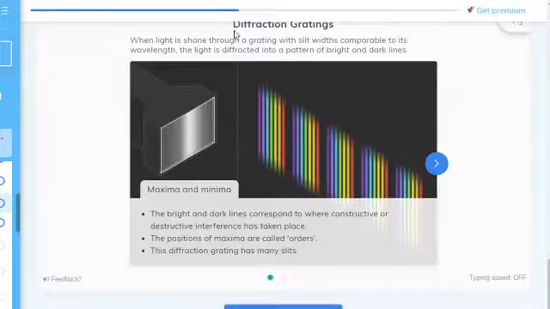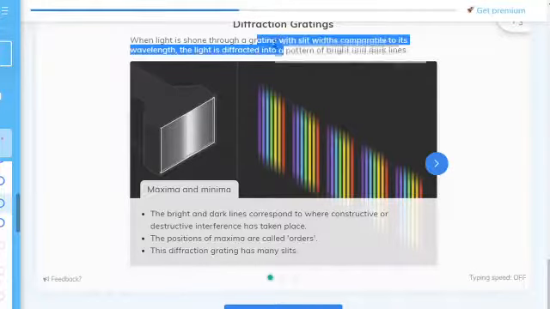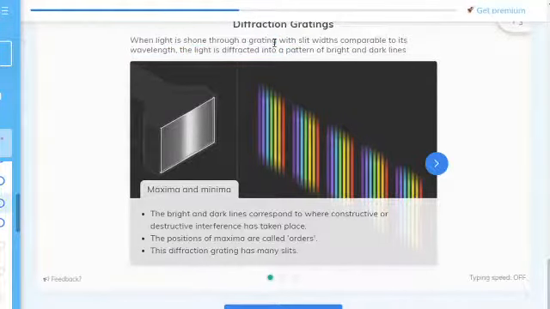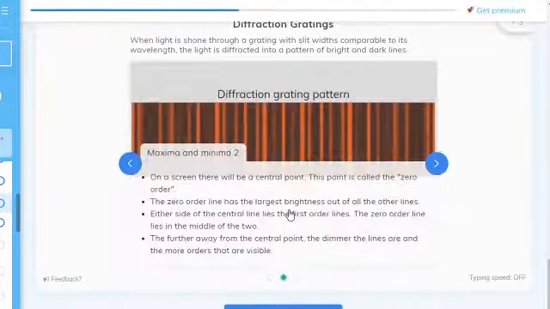Perfect. Diffraction gratings. When light is shone through a grating with slit width comparable to its wavelength, the light is diffracted into a pattern of bright and dark lines, maxima and minima. The bright and dark lines correspond to where constructive and destructive interference has taken place. The positions are called orders. This diffraction goes through many slits.